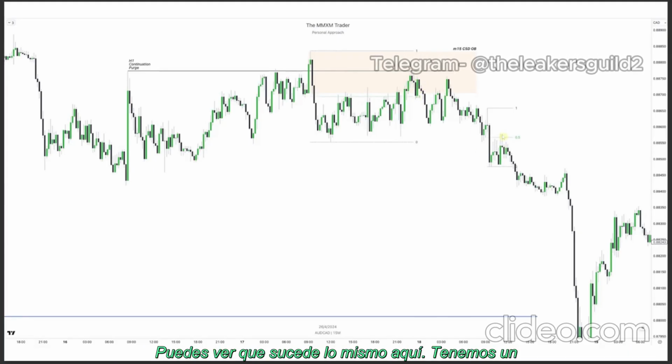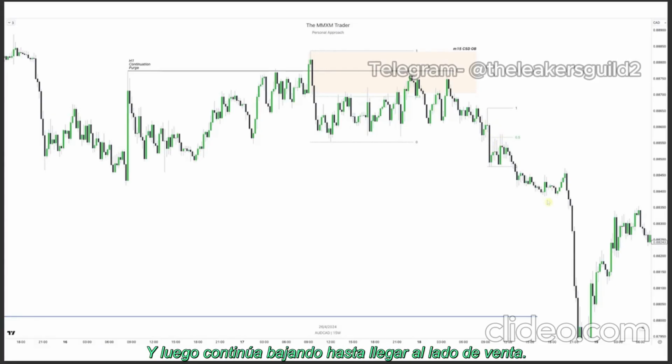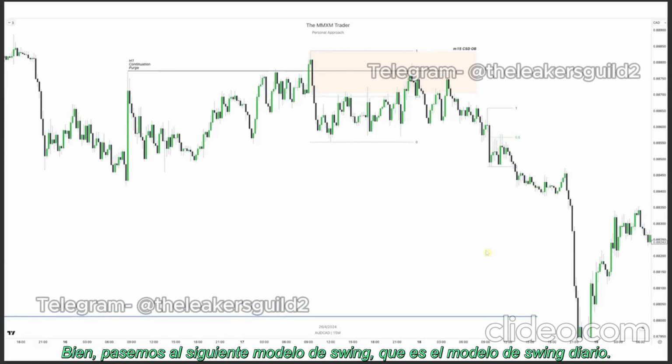You can see the same thing happening over here. We have a set of up close candles here in premium. Price wicks into it and then continues down lower, all the way down to the sell side.